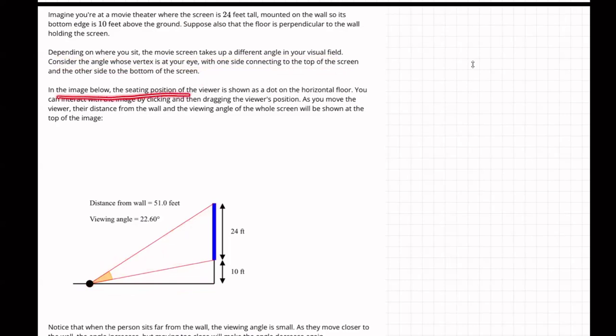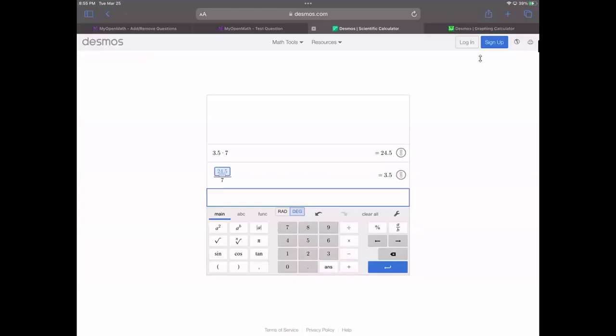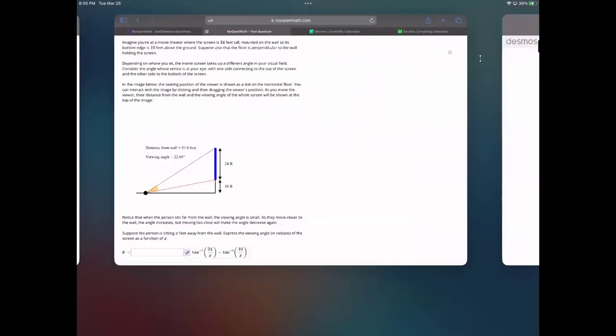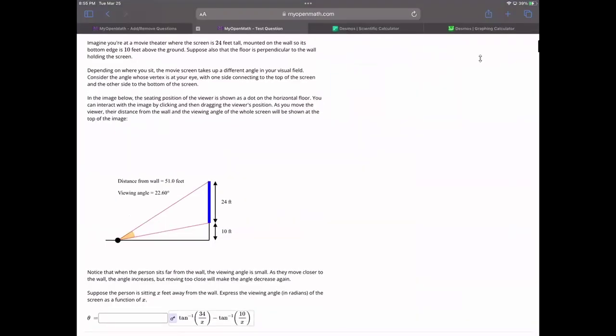In the image below, the seating position of the viewer is shown as a dot on the horizontal floor. You can interact with the image by clicking and then dragging the viewer's position. As you move the viewer, their distance from the wall and the viewing angle of the whole screen will be shown at the top of the image. Let me show you. Let me go back and move that around. Oops, that's not the right thing. There it is. Yeah, so watch when I move that thing.